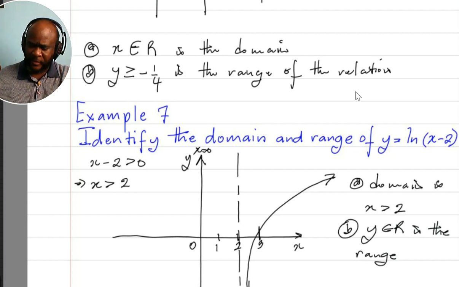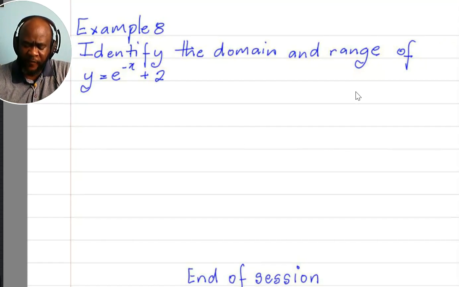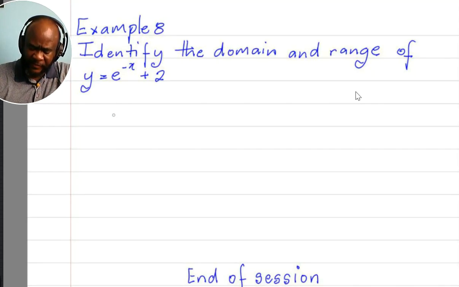All right, example 8. Example 8 is the last question, and in example 8 we identify the domain and range of y is equal to e to the minus x, plus 2. Let's do a sketch of it.